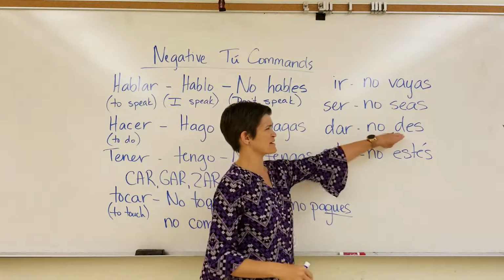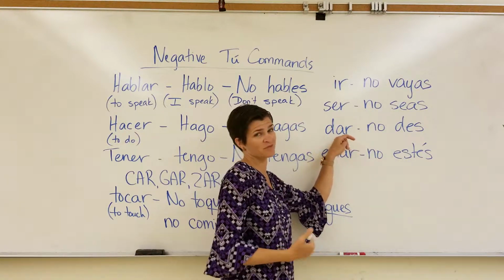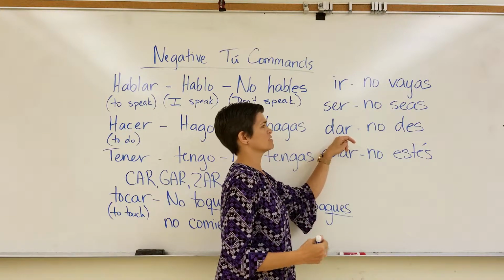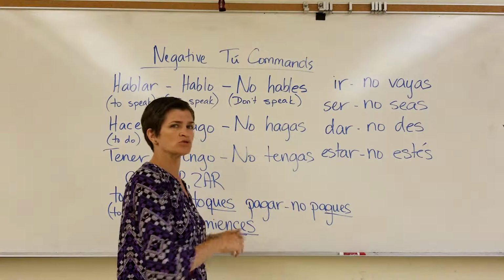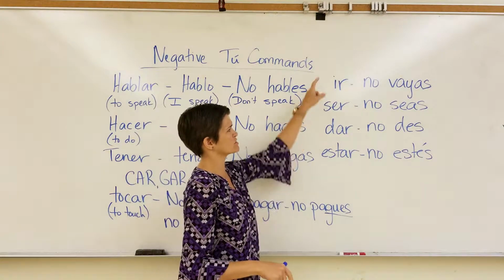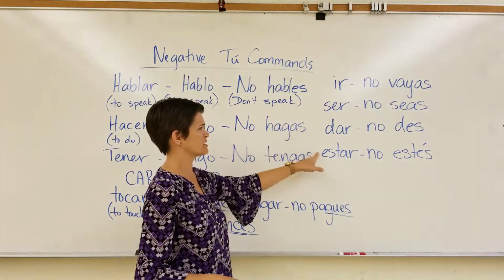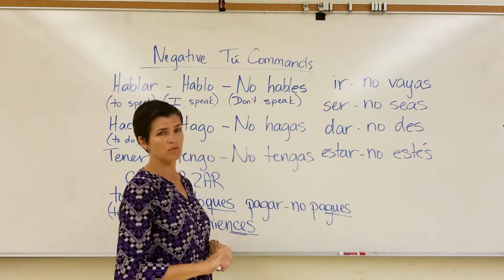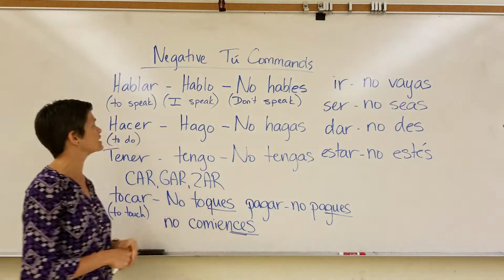At first glance, this might not seem irregular, but remember the yo form of dar is doy, so it's not really following the rules that everything else was following. So we just have to memorize these 4. Say don't go, don't be, don't give, and then another form of don't be. So this is how we make our negative tú commands.